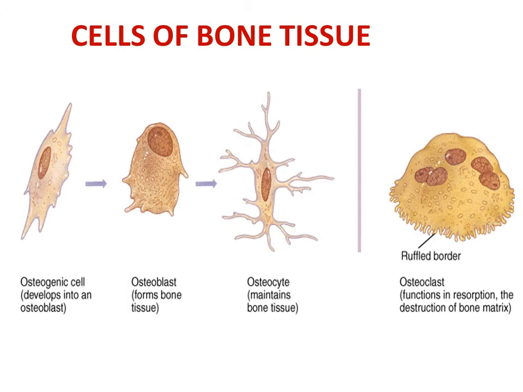In this slide, you can see the four basic cells of the bone tissue. Osteogenic cells develop into osteoblasts. Osteoblasts then convert into osteocytes, which play a key role in the maintenance of the bone tissue. Lastly, the destructive cell of the bone is the osteoclast, whose function is resorption, the destruction of the bone matrix.